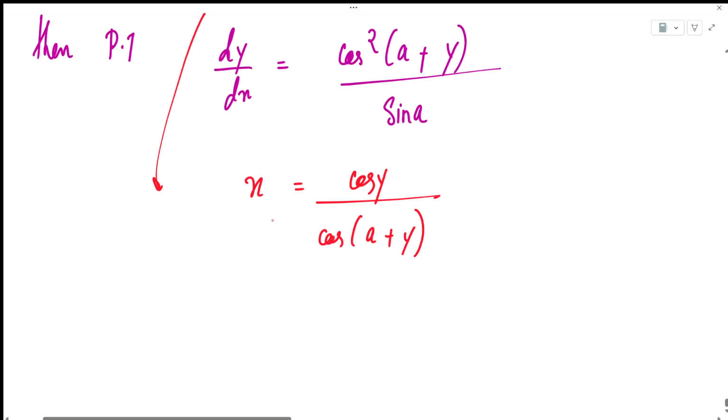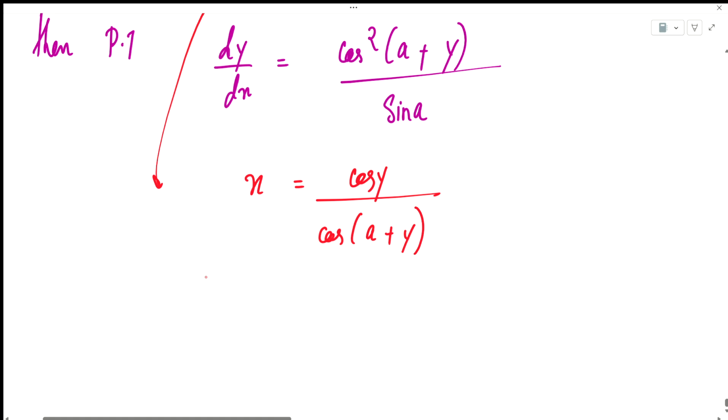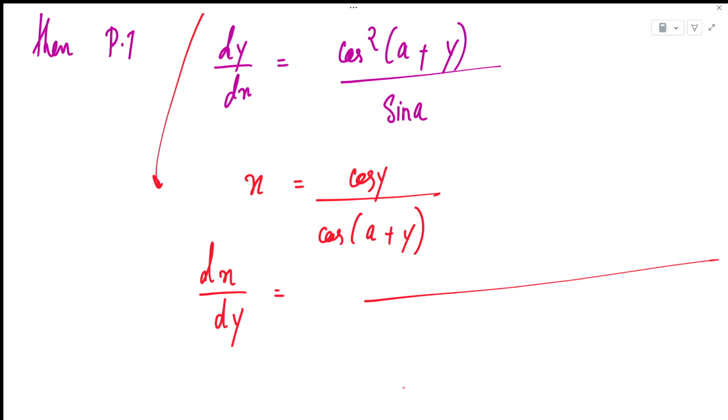Apply the quotient rule here, you will have dx upon dy. We are going to differentiate this with respect to y. So we are going to write this as cos square (a plus y). Then we are going to differentiate the numerator.